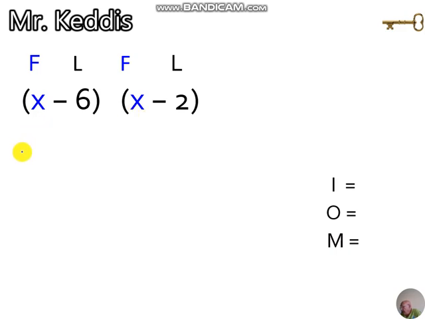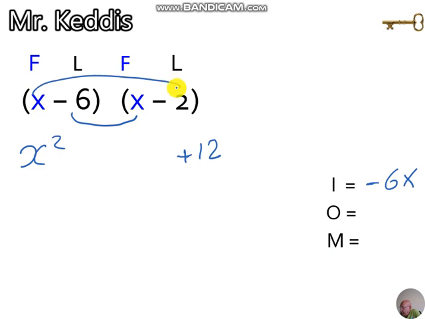X times x, I get x squared. Last times last, negative 6 times negative 2, I get positive 12. To find the product of the inner terms, negative 6 times positive x, I get negative 6x. The product of the outer terms, which is negative 2 times positive x, negative times positive, I get negative 2x. Both signs negative, the sign stays negative, and I add 2 plus 6 is 8x. And the middle term is negative 8x.